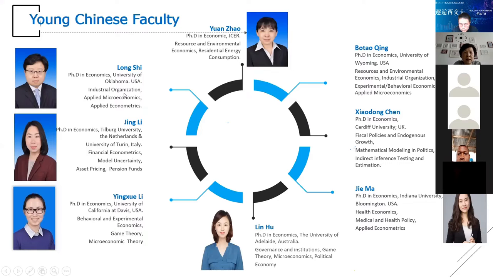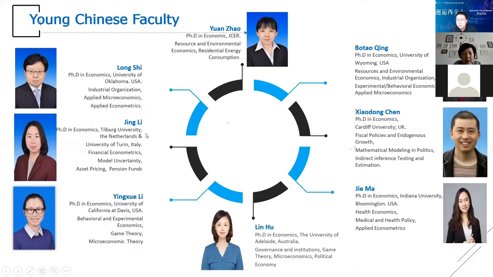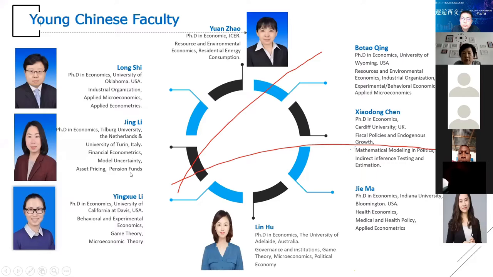And then let's see the left-hand side, Shi Long. He graduated from the University of Oklahoma, and he's working on IO, applied microeconomics, and applied econometrics. And then Dr. Li Jing, she got her PhD. She actually got dual PhD degrees. One is from Tilburg University in the Netherlands, another is from the University of Turin, Italy. She is interested in financial econometrics models, uncertainty, asset pricing, and pension funds.